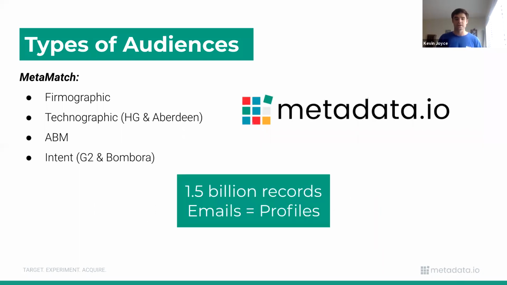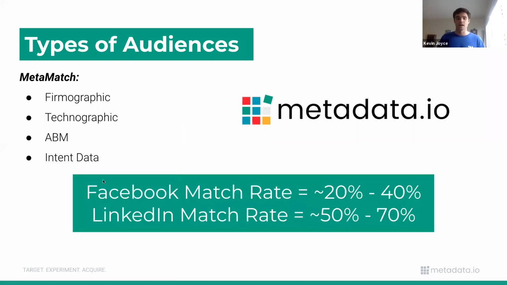With MetaMatch and our database of 1.5 billion, that's billion with a B, records, we're able to match personal and business emails to profiles on Facebook and LinkedIn. The match rates differ on either channel, with Facebook matching between 20 and 40%, give or take, and LinkedIn matching anywhere between 50 and 70%. Usually it depends on the regions and what you're targeting, the types of audiences, the people within them.